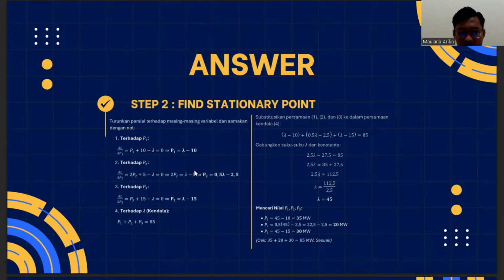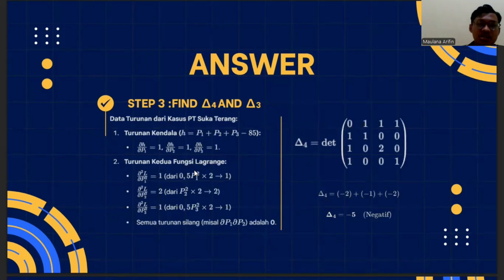And next is to find the determinant of the matrix 4 and the determinant of the matrix 3. From the derivatives in the PT Sukaterang case, we got the derivatives of the constraint: dh over dP1 equals 1, dh over dP2 is 1, and dh over dP3 is 1. And the second derivatives of the Lagrange function we get are 1, 2, and 1, so all the cross derivatives are 0.